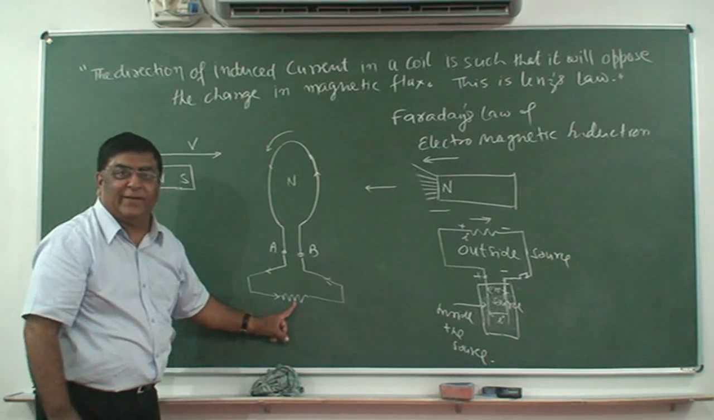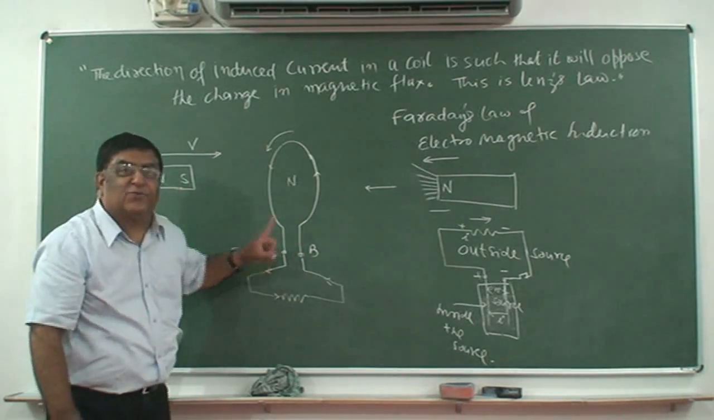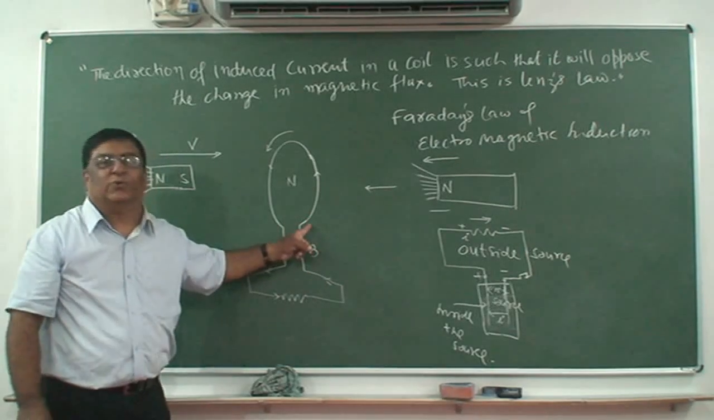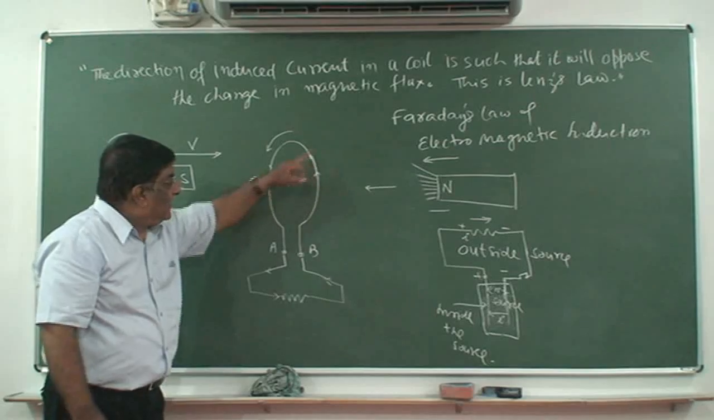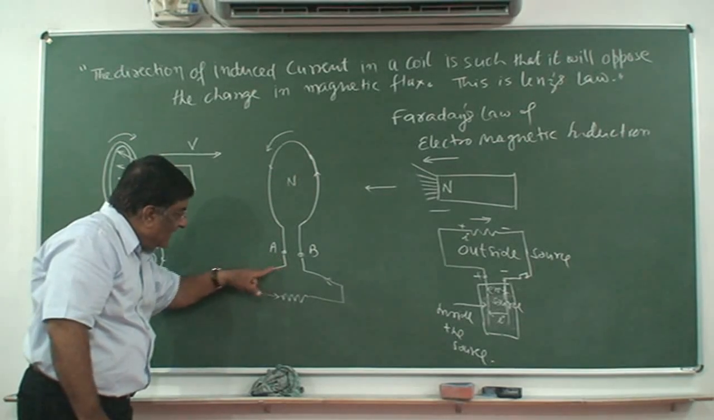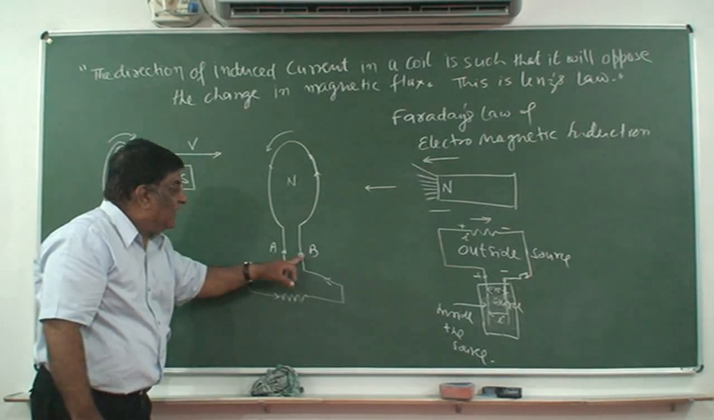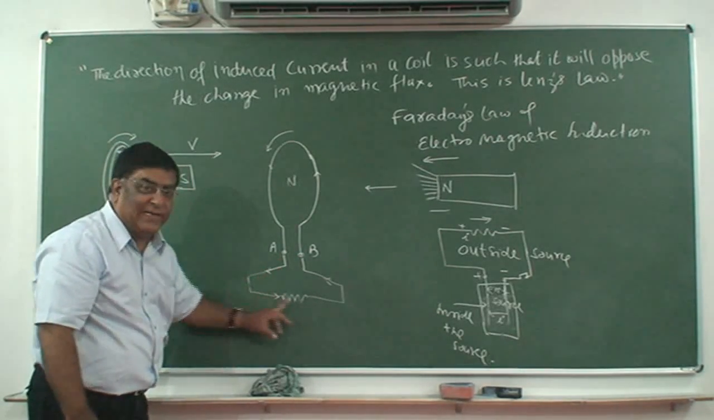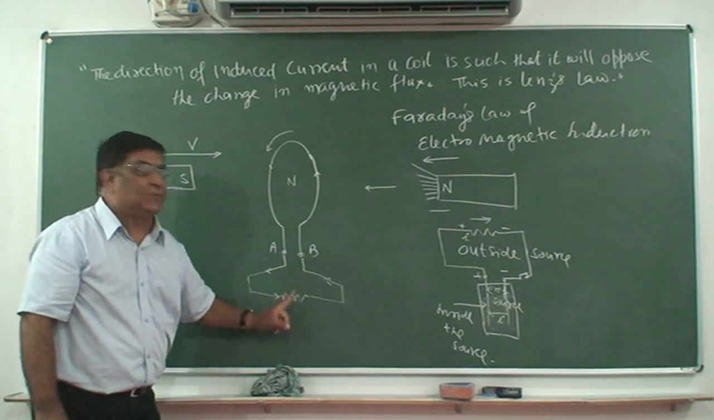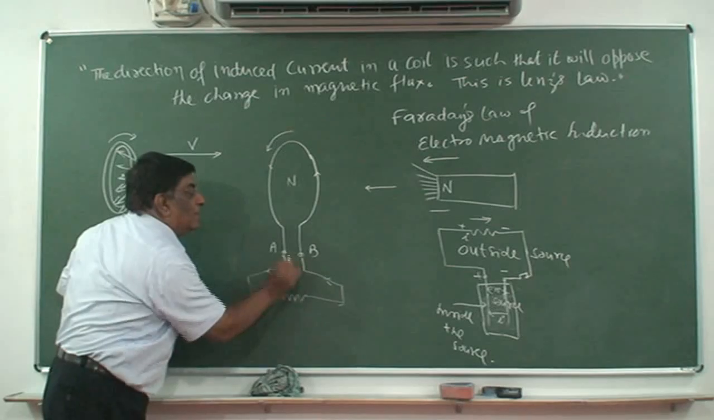Why is the current flowing? Because it is connected with this coil. That means who is the source? The coil is the source of energy. If the coil is the source of energy, it gives current and the current is flowing here. If this is the source of energy and this is the user of energy, the current is flowing in it, the current flows from plus to minus, and the current flows from A to B.